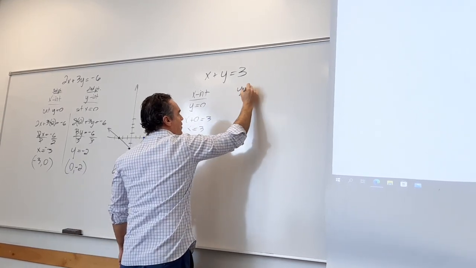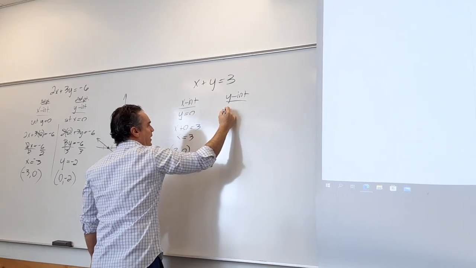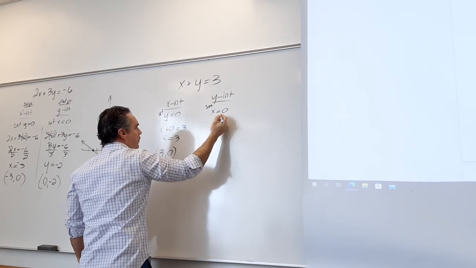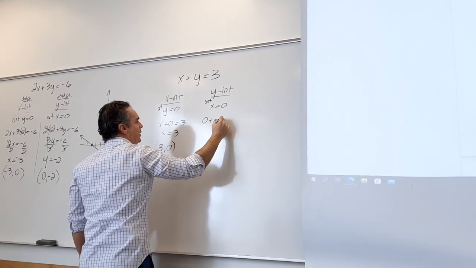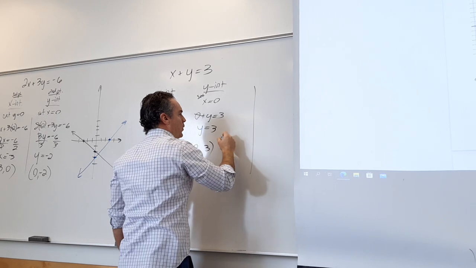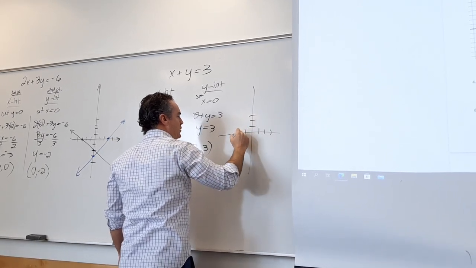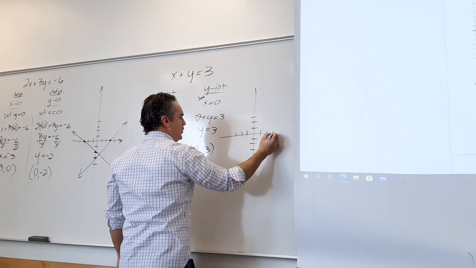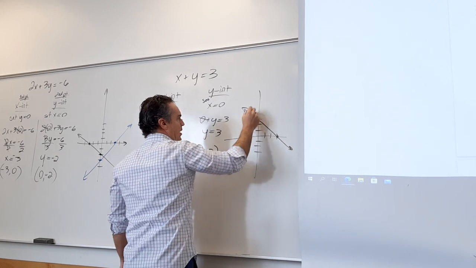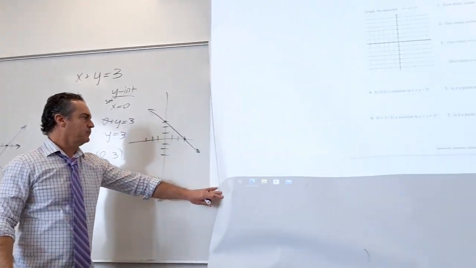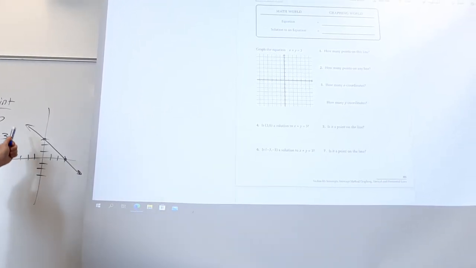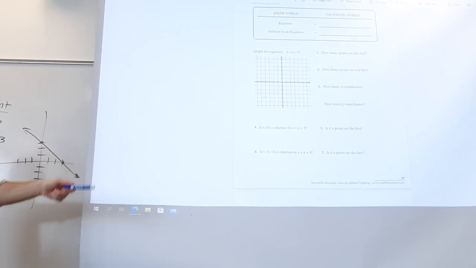If I want to find the y-intercept, what do I set equal to 0? x equals 0. We solve for the opposite variable, so 0 plus y equals 3. y equals 3. That was easy. And 0, 3. So we graph this: 3 on the x-axis, 3 on the y-axis, and there is the graph of my line. You should have that on your graph. How many points are on this line? Infinite. Answer that question.